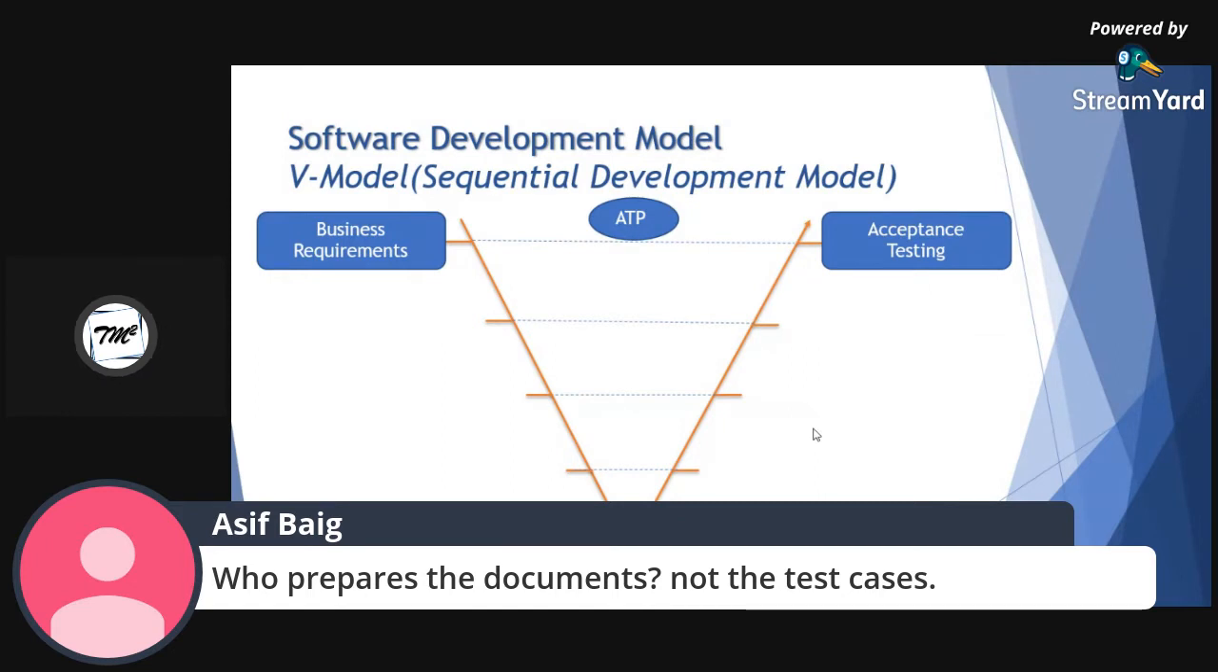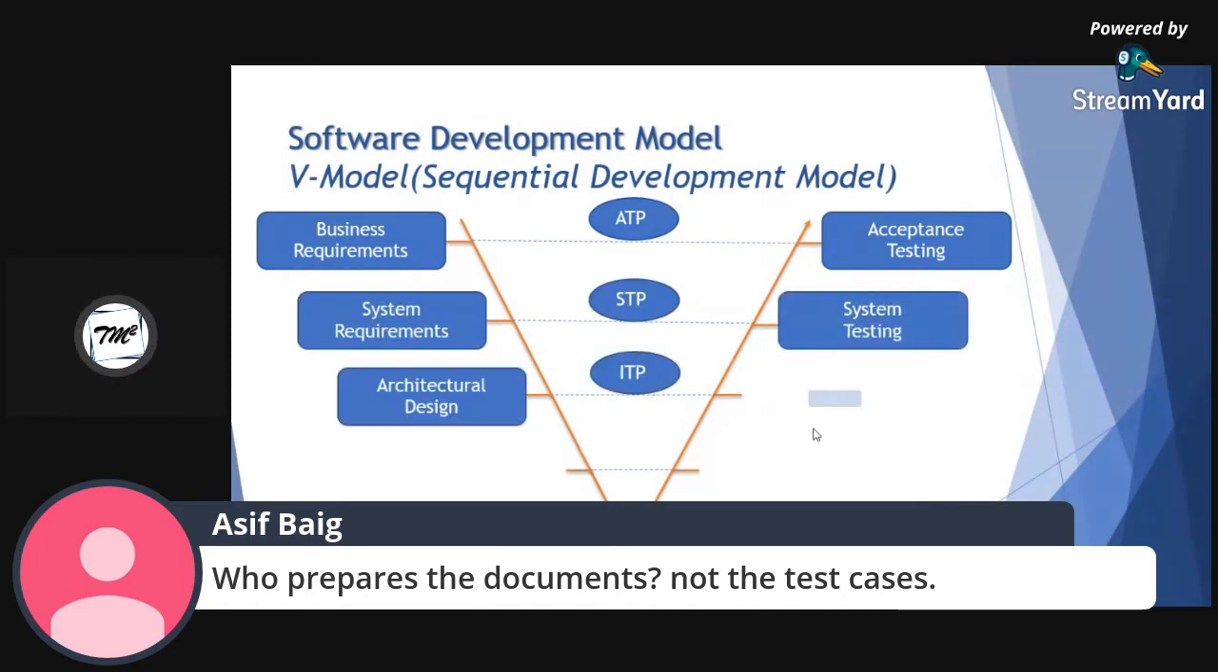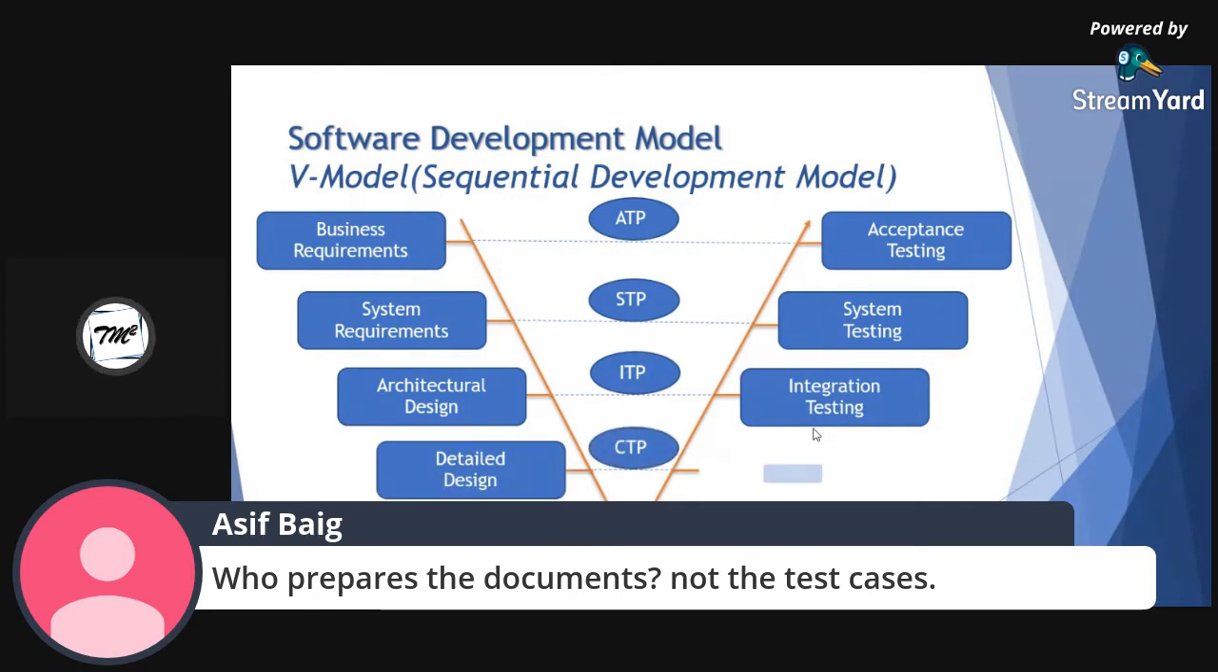So here we are trying to understand the four good characteristics of testing with the help of the V model, and we are trying to understand what the good characteristics of testing are. So generally we have four good characteristics.